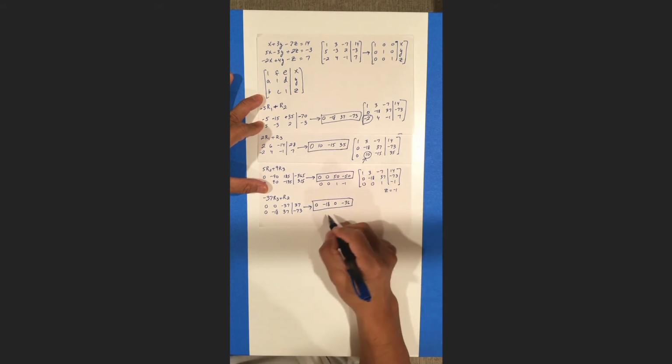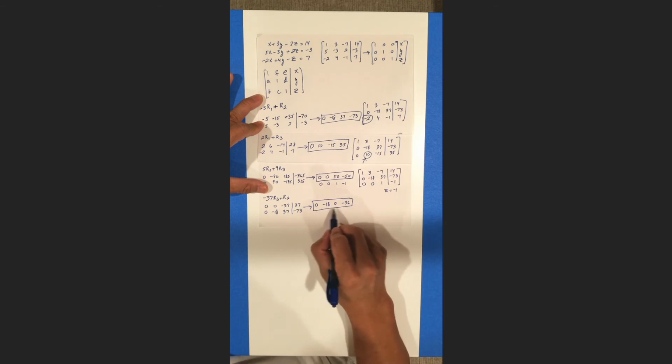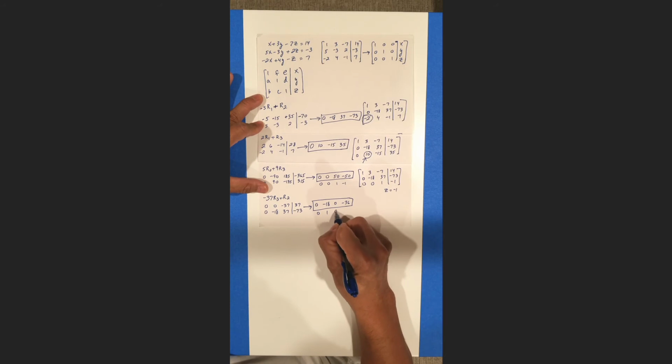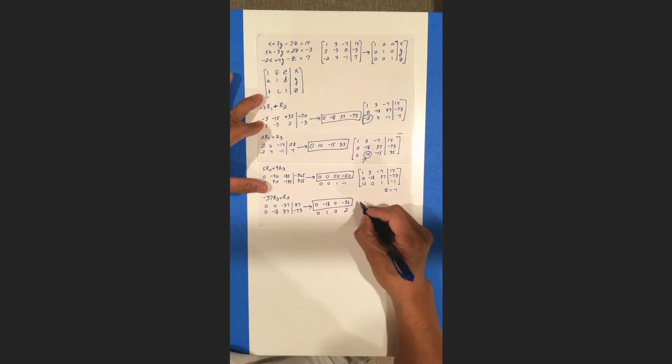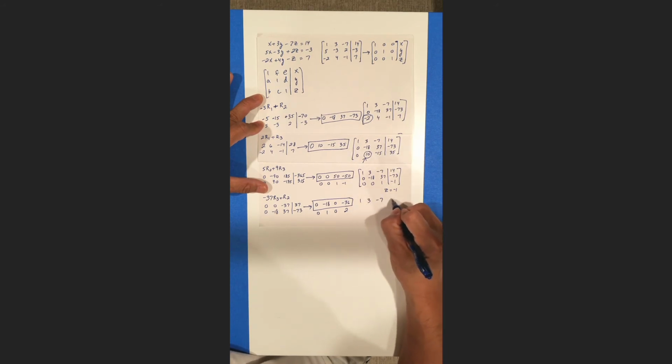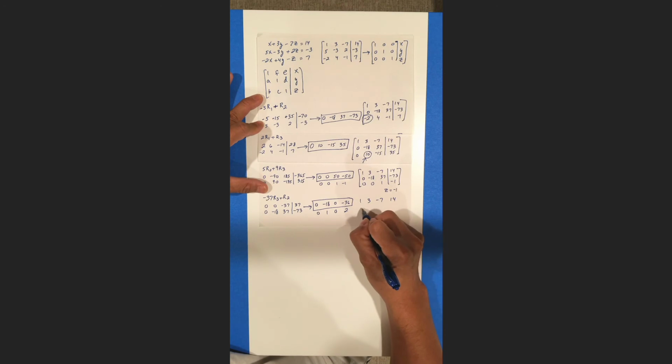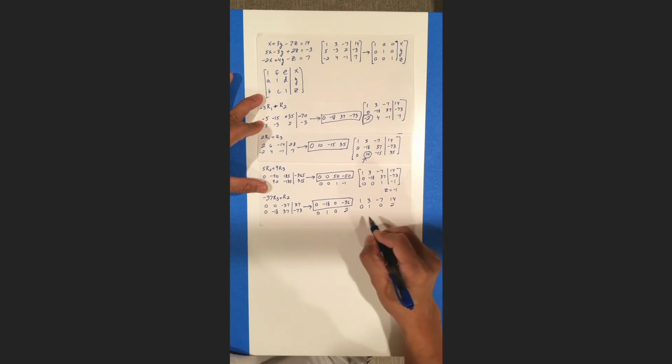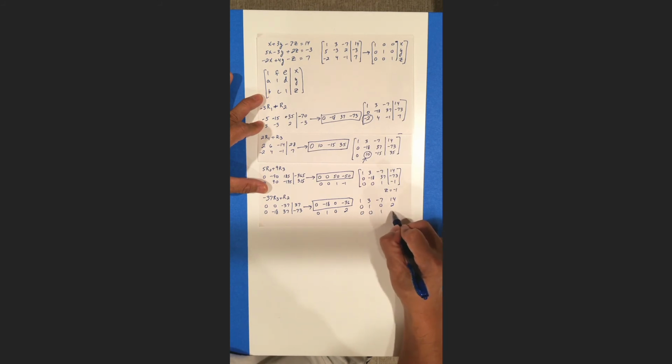Here's my brand new equation, okay? But notice, see how it's reducible? Since it's reducible, I'm going to reduce it. I'm going to reduce it to be 0, 1, 0, 2 by dividing everything by negative 18. So now I have 1, 3, negative 7, 14. Now my second row is going to be 0, 1, 0, 2. My last row is 0, 0, 1, and negative 1.